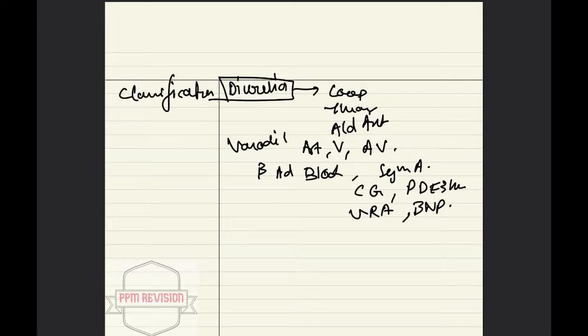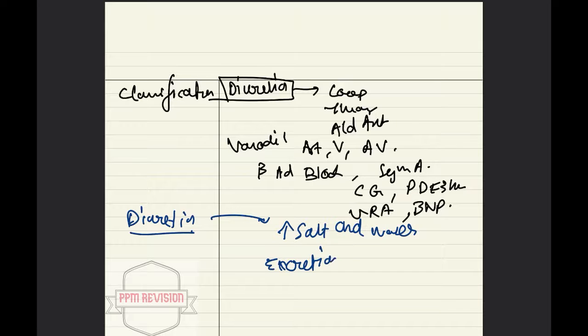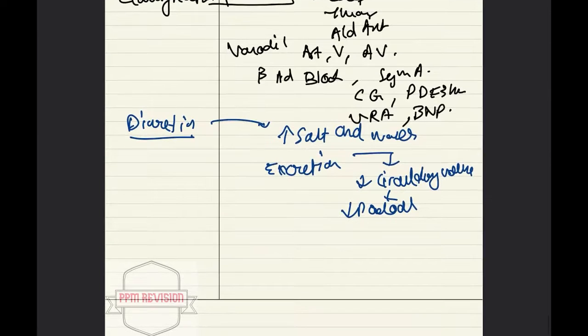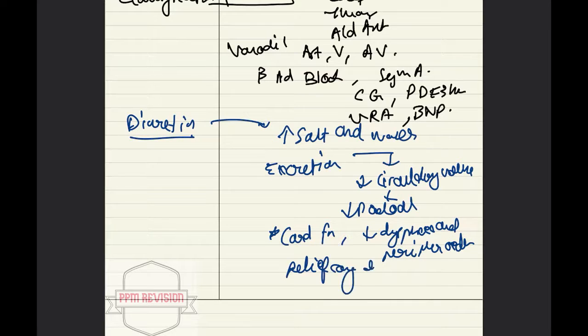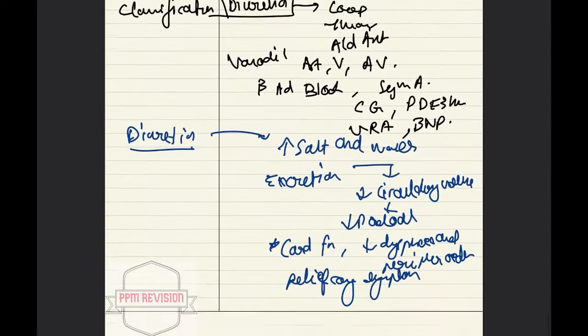Now we'll be looking at diuretics, how they act. In case of diuretics, what needs to be known is it increases the salt and water excretion, and due to this there's decrease in circulatory volume, and there is decrease in preload as well. Due to decrease in preload, it improves the cardiac function, as well as decreases the dyspnea and peripheral edema, and relieves symptoms of congestion. So now we'll just give a recap of what we have discussed.